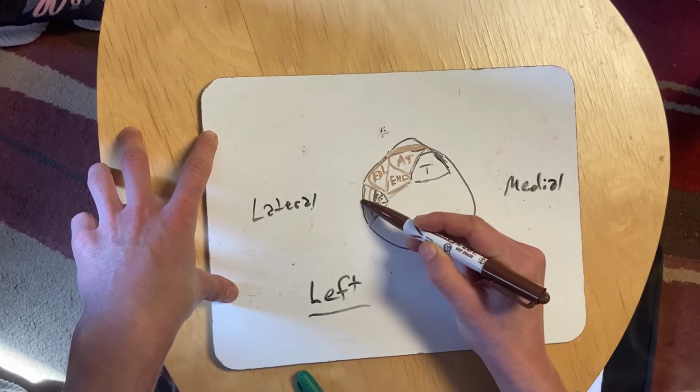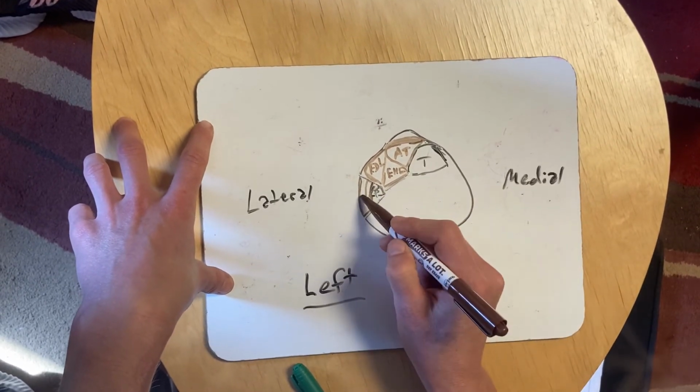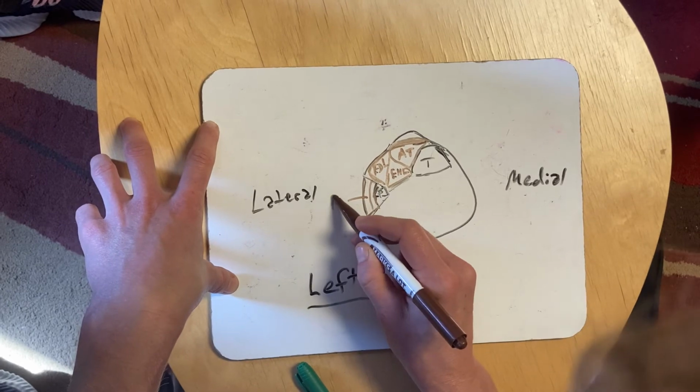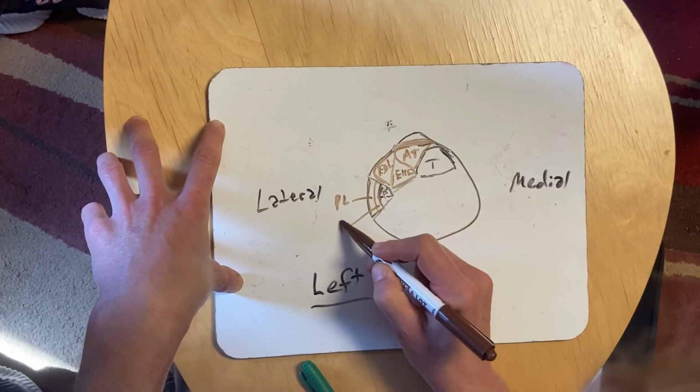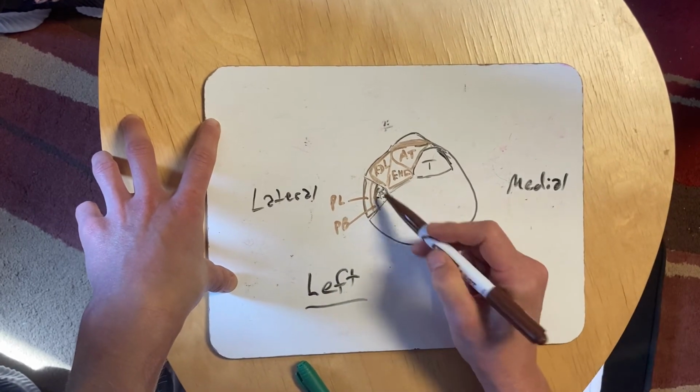So there, and then here. And the outer muscle, the bigger muscle, is going to be my peroneus longus. And then deep to that is going to be my peroneus brevis. So that's the lateral compartment, pretty easy.